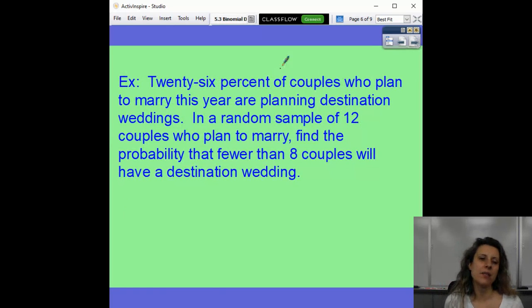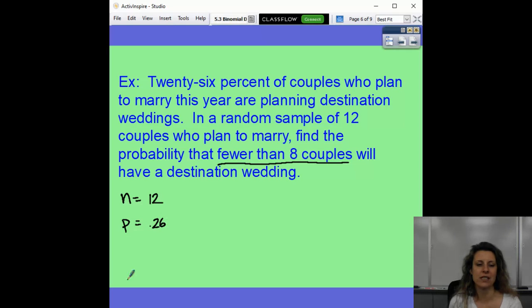Right, this next example says 26% of couples who plan to marry this year are planning destination weddings. In a random sample of 12 couples who plan to marry, find the probability that fewer than 8 couples will have a destination wedding. Okay, so n, we're picking 12 couples all together. The probability that they'll have a destination wedding is 26%. I'm going to write that as 0.26.